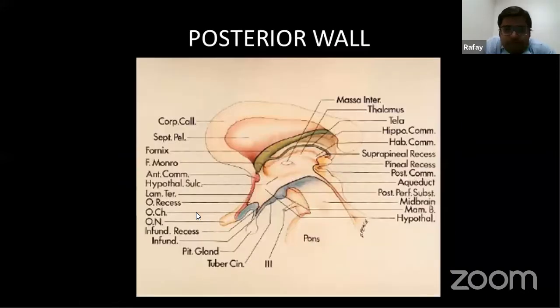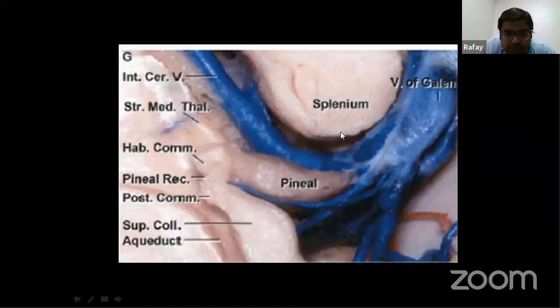Now, the posterior wall. Here we can appreciate the yellow colored structures. These structures form the posterior wall of the third ventricle. That includes the pineal region, the habenular commissure, posterior commissure, and the aqueduct of Sylvius. This is the sagittal section of the specimen, showing the components of the posterior wall.